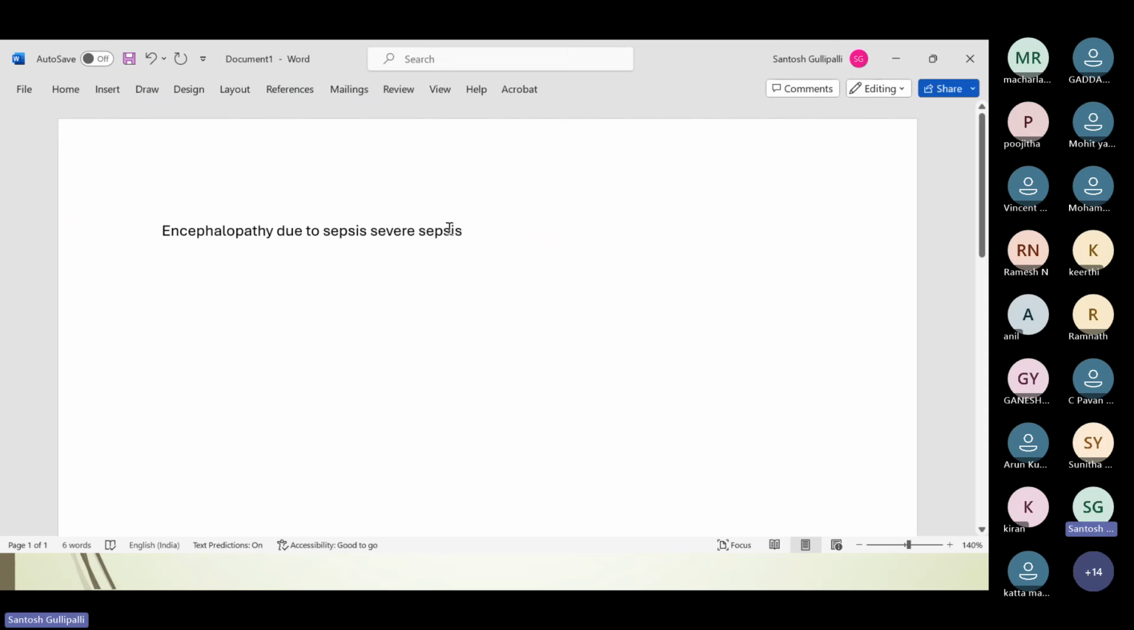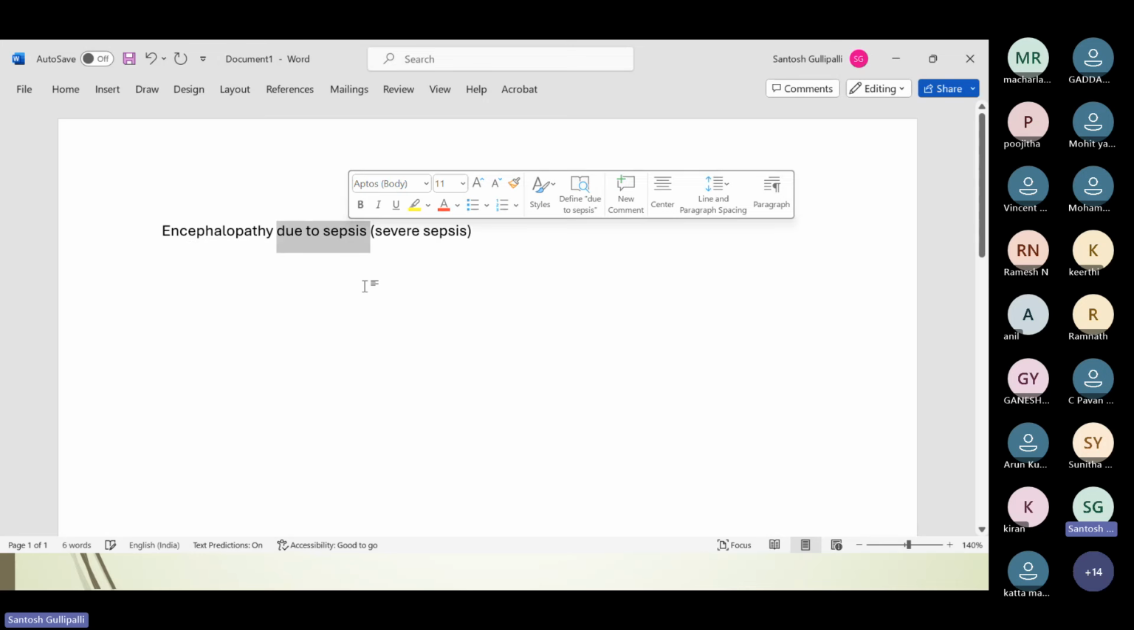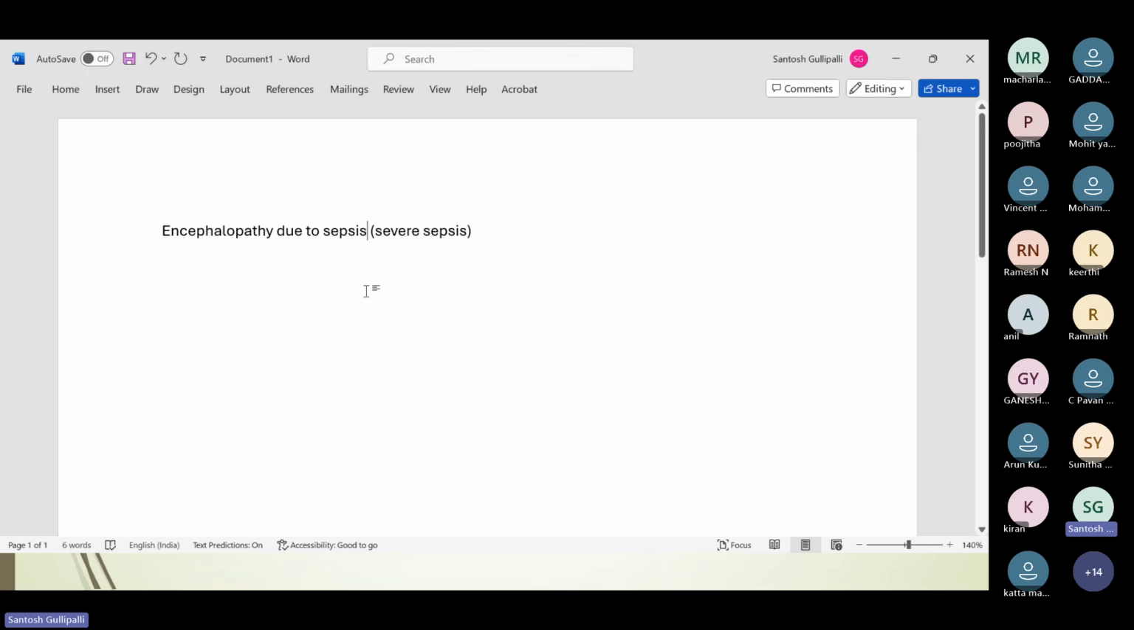Okay, that time we can consider that as severe sepsis. Why we can consider it as severe sepsis: as per guideline, severe sepsis means any acute organ failure or acute organ dysfunction due to sepsis. So that type of sepsis is called severe sepsis.